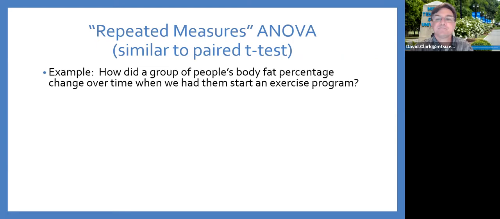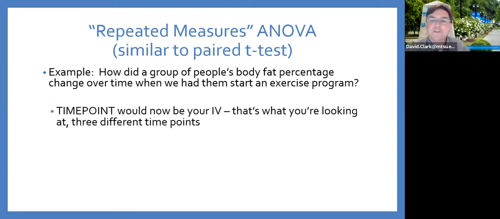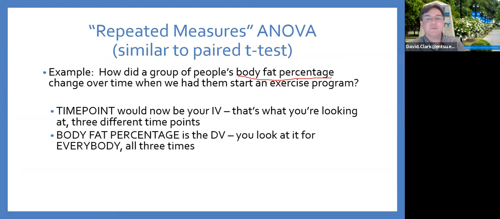Okay. So your time point is going to be your independent variable. That's when you're looking at it, and when you're looking at it again, and when you're looking at it a third time. Okay. There's your dependent. It's body fat percentage.